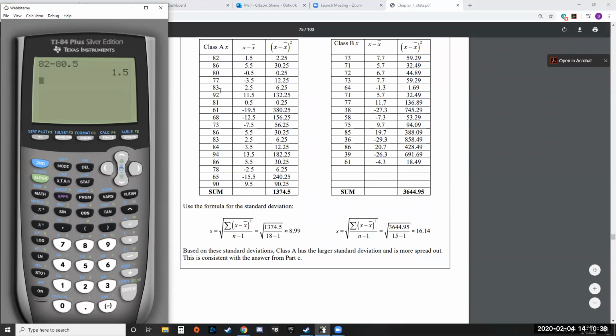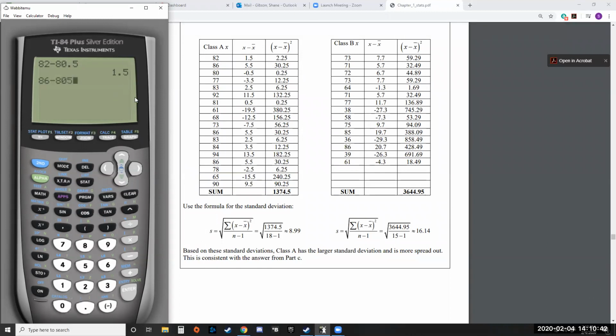And then so on, you would do every single line here. So then we'd have 86 minus 80.5. Oh, I messed that up. There we go. And you get 5.5, right? So anything that's above the mean, obviously you get positive results. 80 is below the mean. So when we subtract 80.5, we get a negative 0.5, okay? So that's what's going on in this column. You just take every single value, you subtract the mean, you record those distances.